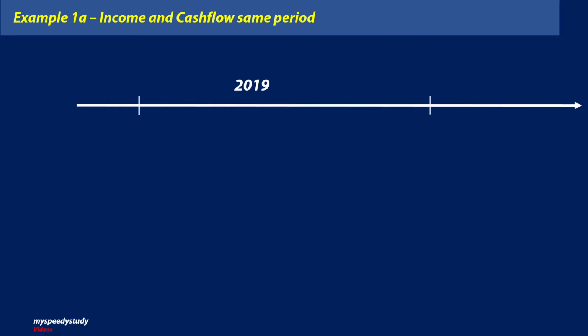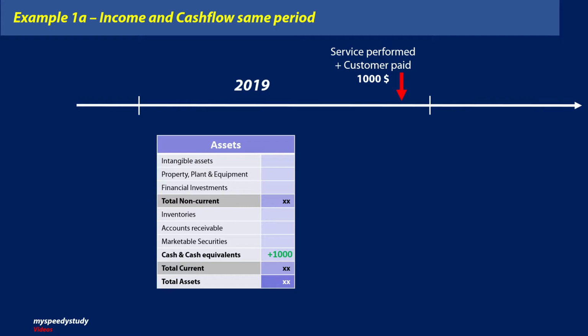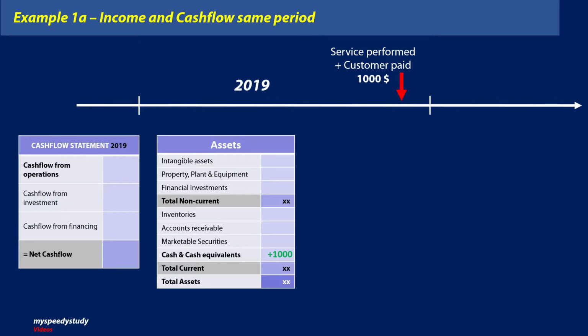Let's say a customer stays in the hotel and pays for everything. Credit card or cash doesn't matter as long as the money comes in right away. We are not looking at the cost, the expense to provide that service. That comes later. Let's say the customer pays $1,000, which of course appears in the cash accounts, which means in the balance sheet. And of course it would appear as an operational cash flow in the cash flow statement.